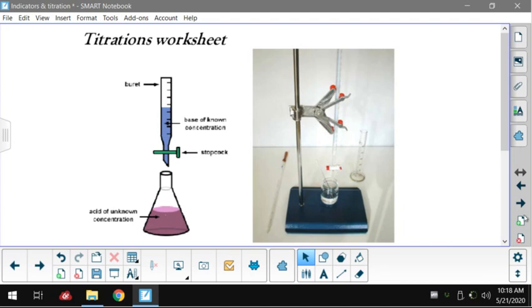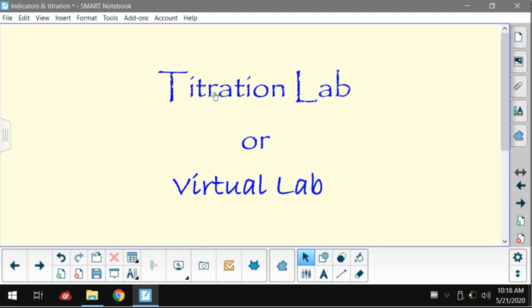Okay? I'm going to ask you to do either the titration lab here in class or the virtual lab. The virtual lab is an excellent way of doing this. Pay close attention to the directions. Okay? Good luck.